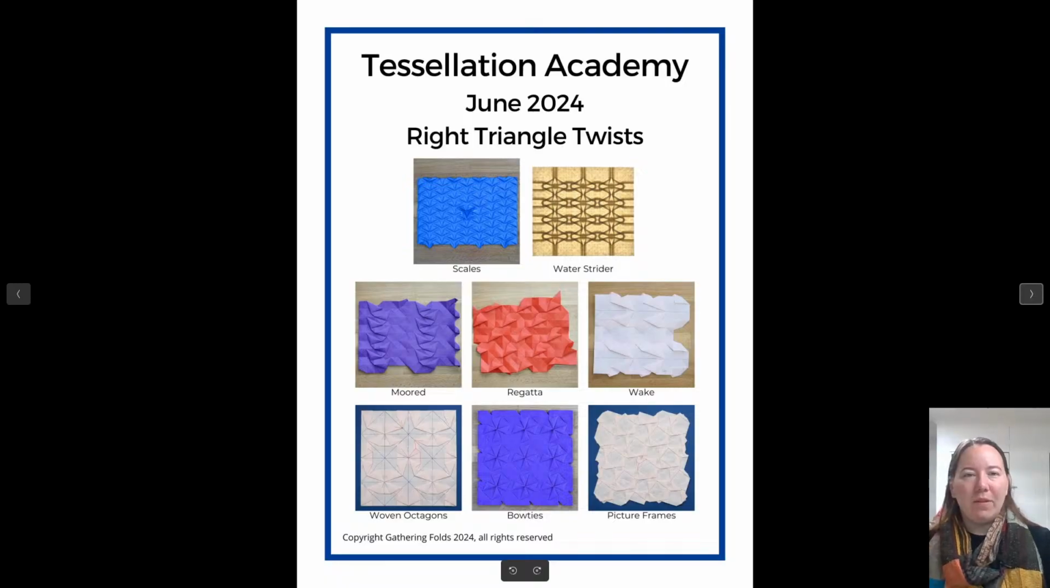There's using right triangle twists in, it turns out, 3 different tilings. I'm always learning new things when I teach these tessellations, and in this topic I learned that this pattern, Wake, is not in the tiling I thought it was. It's actually in a different one. So there's 3 different ways of arranging right triangle twists that all make repeating patterns.